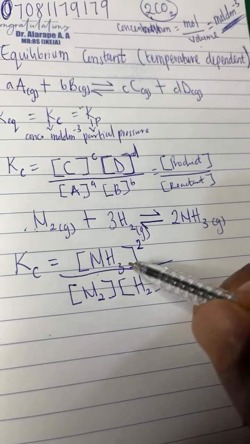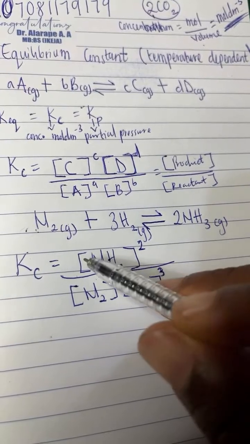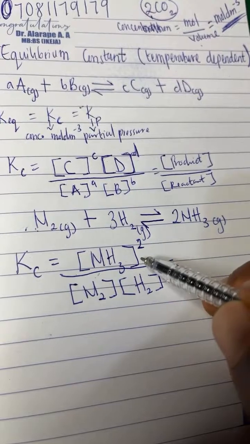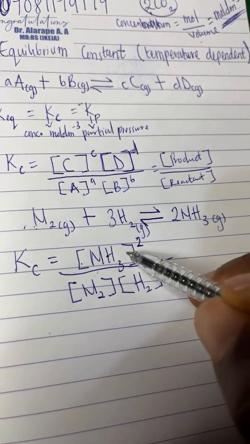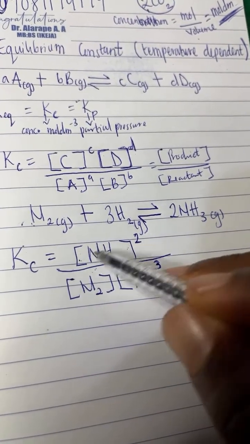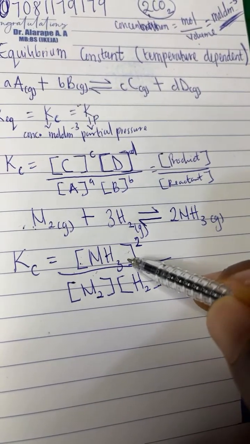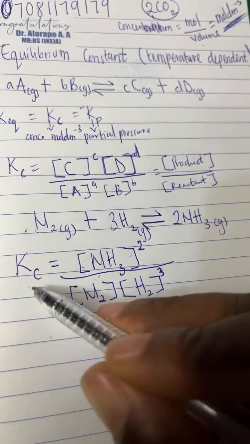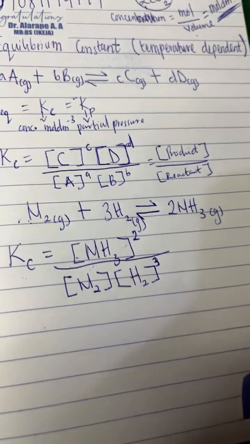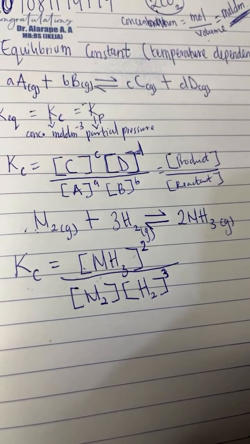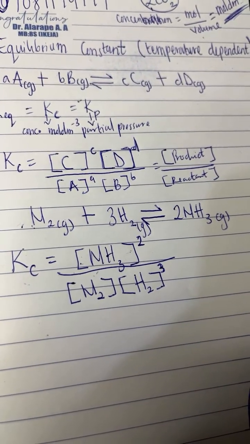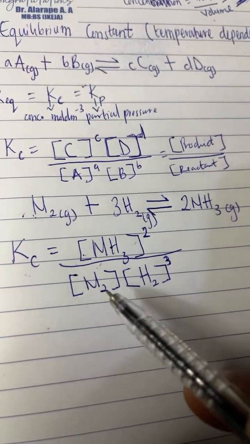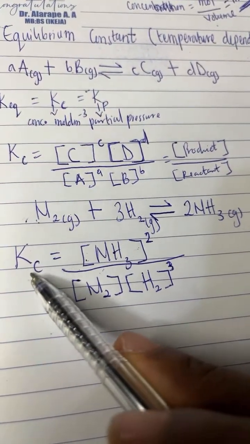So now, you can see this is the concentration of ammonia. What I want to do now is to get the units of this equilibrium constant in this reaction. Remember, I told you that the units of equilibrium constants can alter depending on the reaction. So for this particular reaction, I want to get the unit of this equilibrium constant.